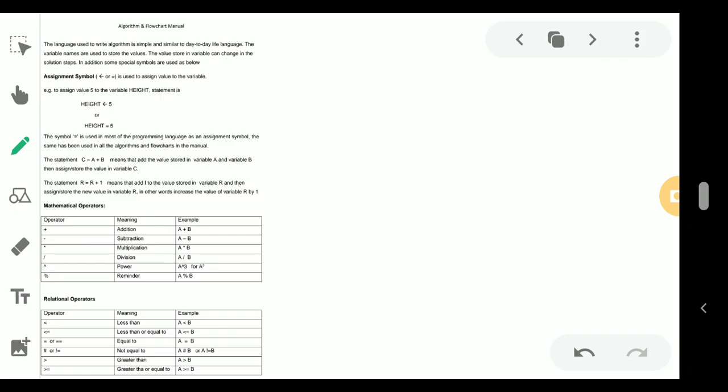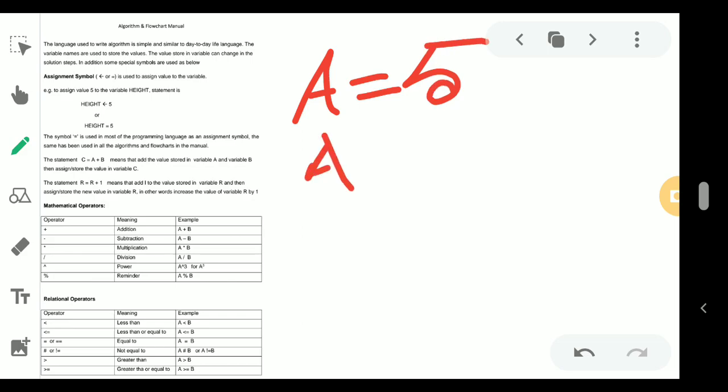Okay, so I can write a equals to 5 in this way, or I can write a arrow 5 in this one. Both represent the assignment. It means I am assigning the value 5 to A, or assigning the value 10 to B, or 10 to height, like this. Both represent the same thing. This is the representation of an assignment. Okay, now coming to the topic, that is the mathematical operators.